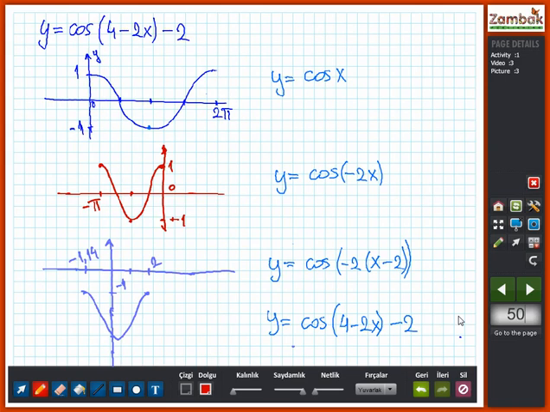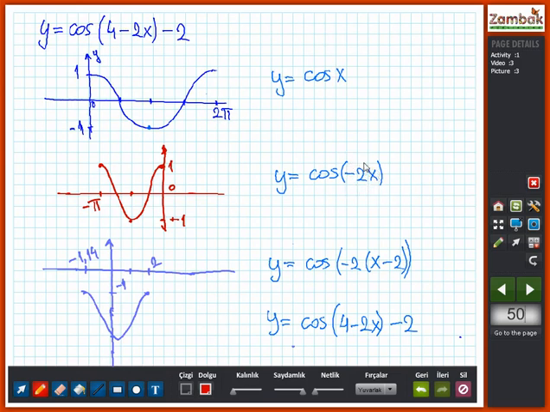Okay guys, here's the solution for the second example. Y is equal to cosine of 4 minus 2x, minus 2. First, this is the part of the graph of the cosine function for the values of x between 0 and 2 pi, and you know that. And after that we have to change the x with minus 2x. We have to draw the minus 2x.